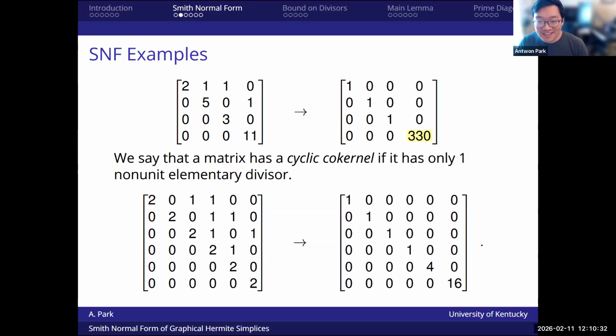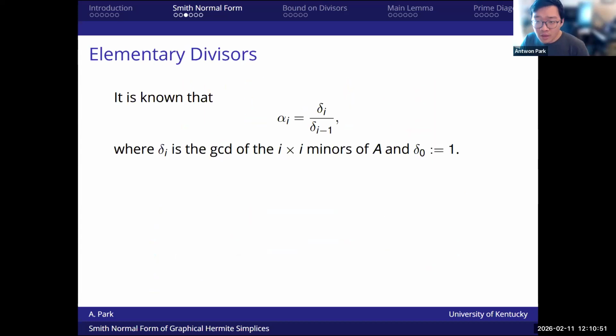So whenever you have this case where you have a single non-unit elementary divisor like that 330, we say that the matrix has a cyclic cokernel. And so one of the first things that we were thinking about is when do matrices of these graphical Hermite simplices have cyclic cokernels? And in order to do this, we're going to have to think about how we are going to compute what these elementary divisors are.